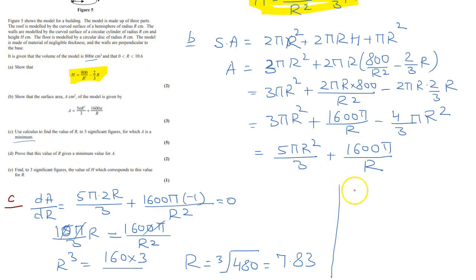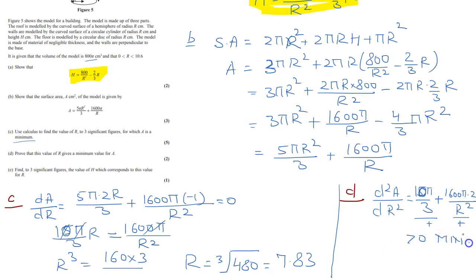Part D. Prove that the value of r gives a minimum. So for the minimum value we can write what? d2A over dr square is equal to 5 pi times 2 over 3, this is 10 pi over 3, plus 1600 pi multiplied by 2 over r cube. So this is positive, this is positive, it means it is greater than 0, so it is a minimum value.